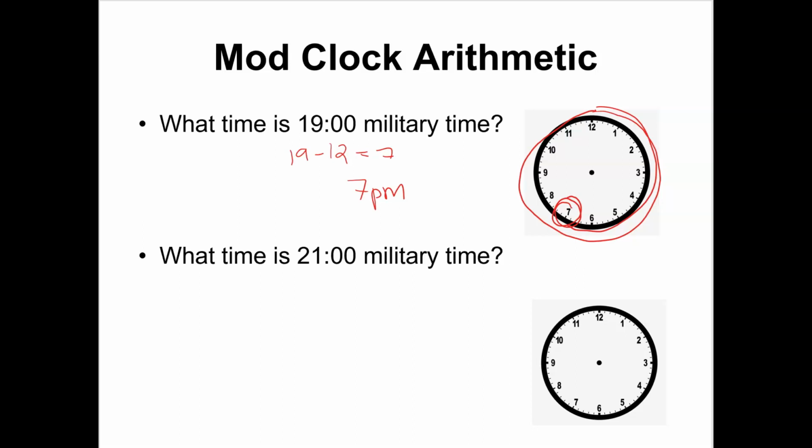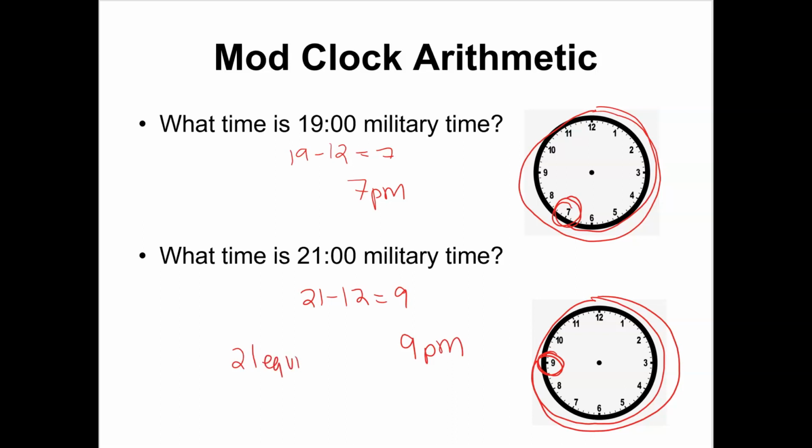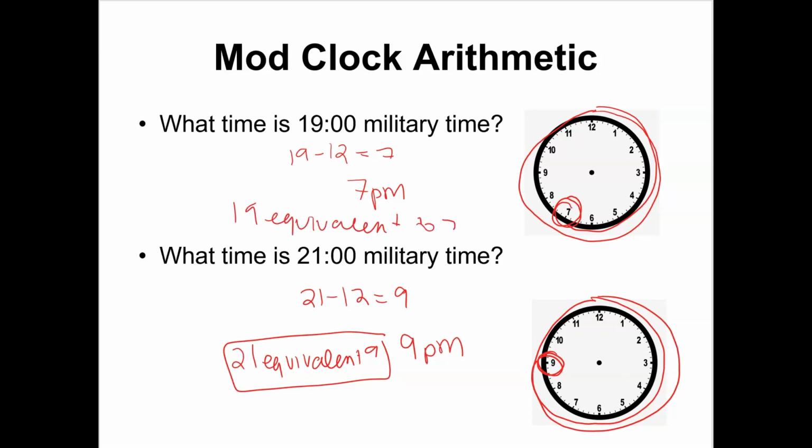What about 21? Same thing, we go around once. 21 minus 12, what's left over? We get 9. That's how much we go around. We get 9 p.m. So 21 is equivalent to 9, which is kind of nuts. And 19 is equivalent to 7, but we're comfortable with that, right?